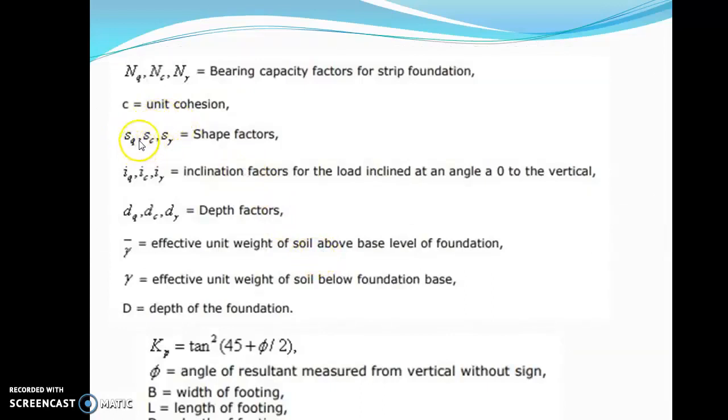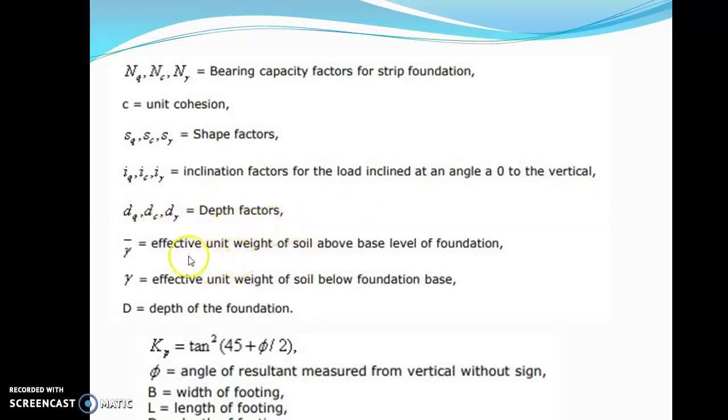SC, SQ, S gamma are shape factors. IQ, IC, I gamma are inclination factors, for the load inclined at an angle theta to vertical. Or in your basic course the angle will be alpha to vertical. Then DQ, DC, D gamma are depth factors.